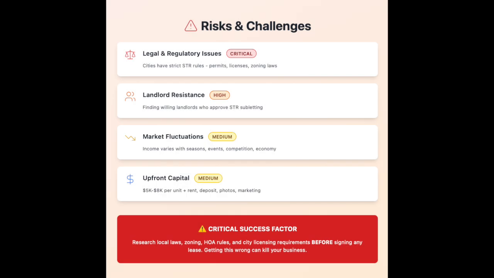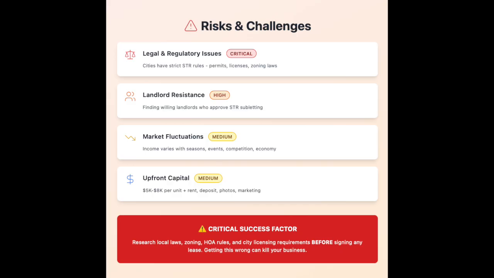Okay, so those are the attraction points. But every strategy has downsides. What about the challenges and risks? The source material definitely covers those too. Oh yeah, and this part is really important to understand. They flag legal and regulatory issues as maybe the single biggest risk. You hear about cities getting tough on Airbnb and stuff. What specifically does the source say you need to watch out for?